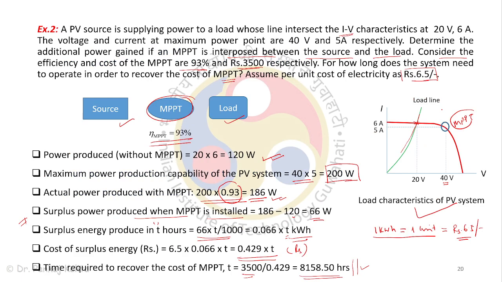Okay, so we have 10 minutes. Say this is your source and this is your load. Say this is your PV panel, and in between source and load we have incorporated this MPPT. A PV source is supplying power to a load whose line intersects with the IV characteristics. This is your IV characteristics, this is the load line. The point at which the IV characteristics and load line intersect, that value is given as 20 volt, 6 ampere.